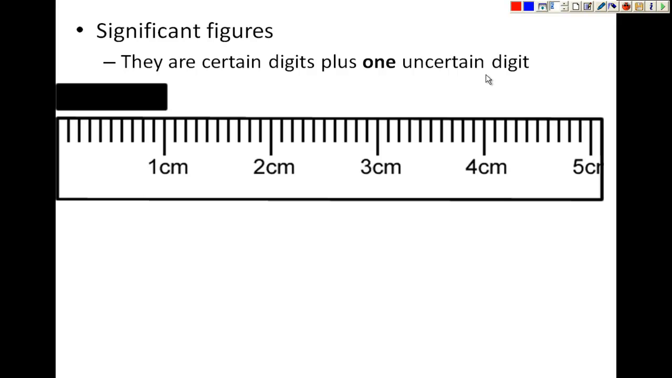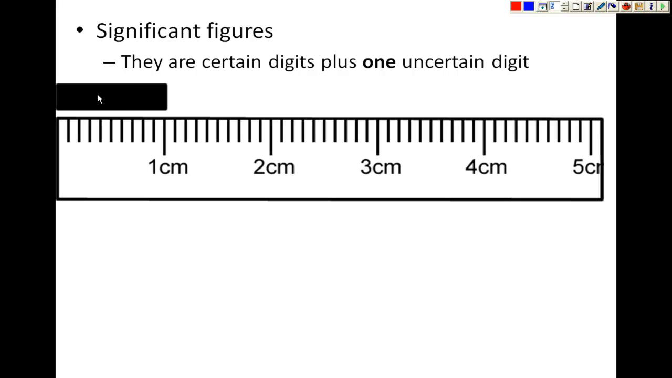Now that we know what measurements are, here is a ruler, and here's something that is being measured. How do you tell how many significant figures are present? We have an object here, like an eraser, and we're measuring it. Significant figures are certain digits plus one uncertain digit. Someone could say this is 1.05000000 centimeters in length, but we can't really make that statement based on our measuring device here.